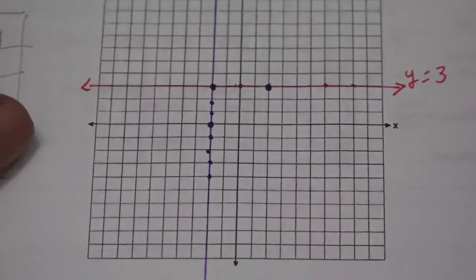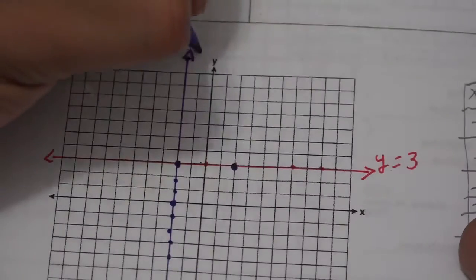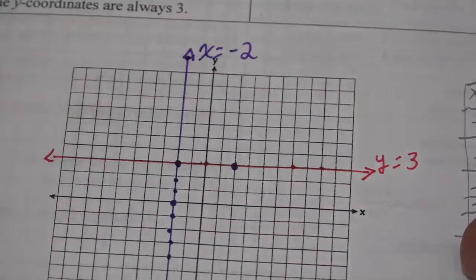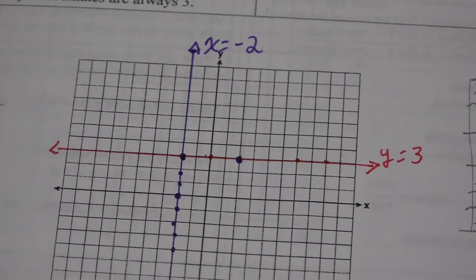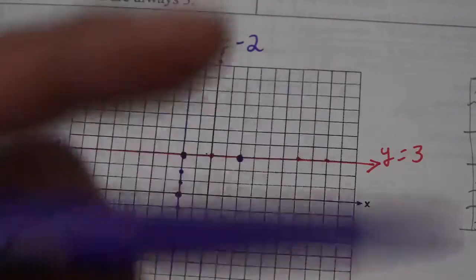And you always make sure that you label your graph. So this is x equals -2. And that's it. There's no questions asked about this. It's facts.